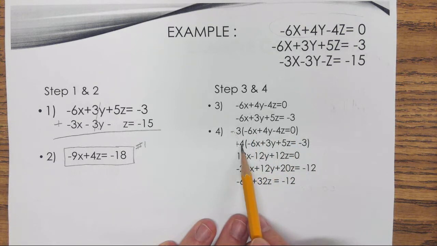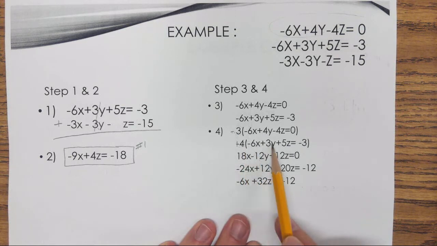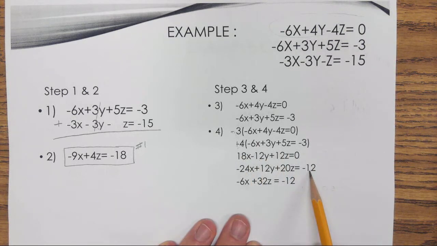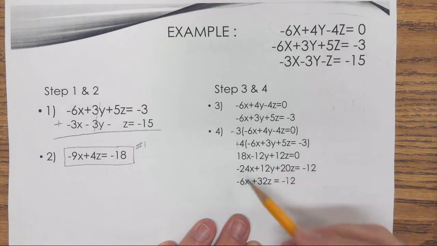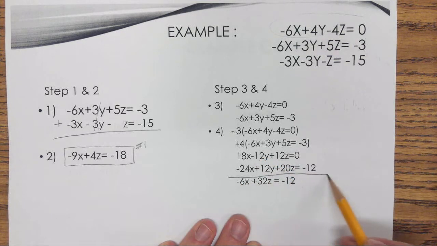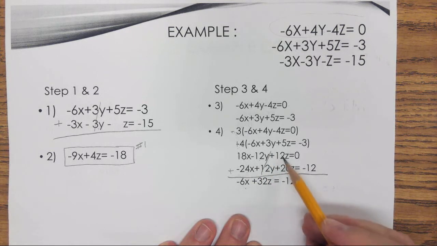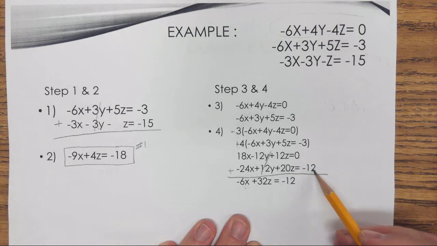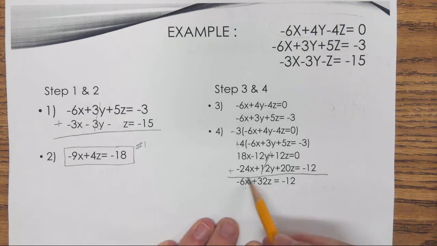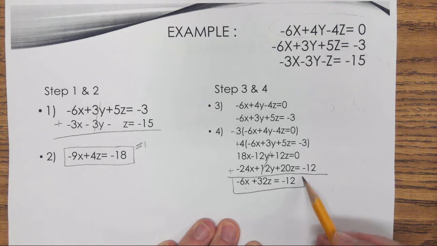Now I'm doing a positive 4 here. 4 times negative 6 is negative 24. 4 times 3 is 12. 4 times 5 is 20. 4 times negative 3 is negative 12. Okay. Add down, I get negative 6. This goes away. 12 plus 20 is 32. Here negative 12. There is my equation number 2.